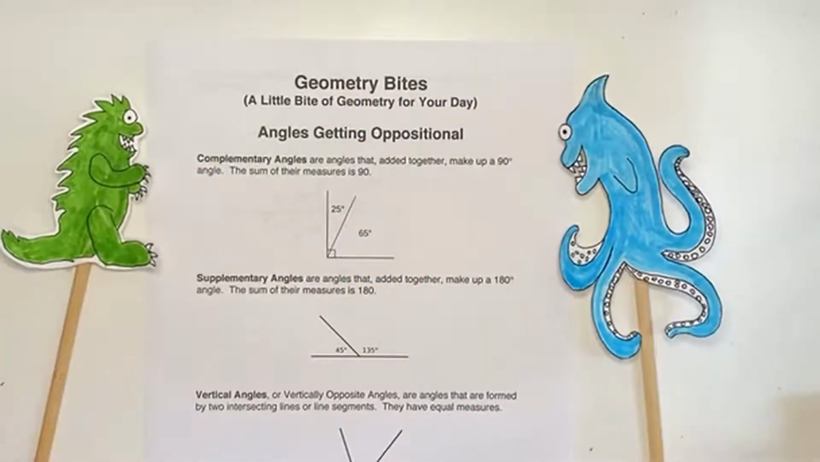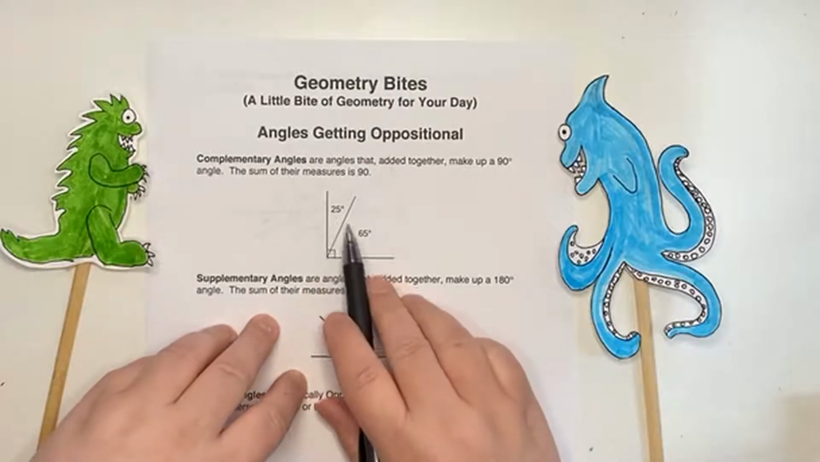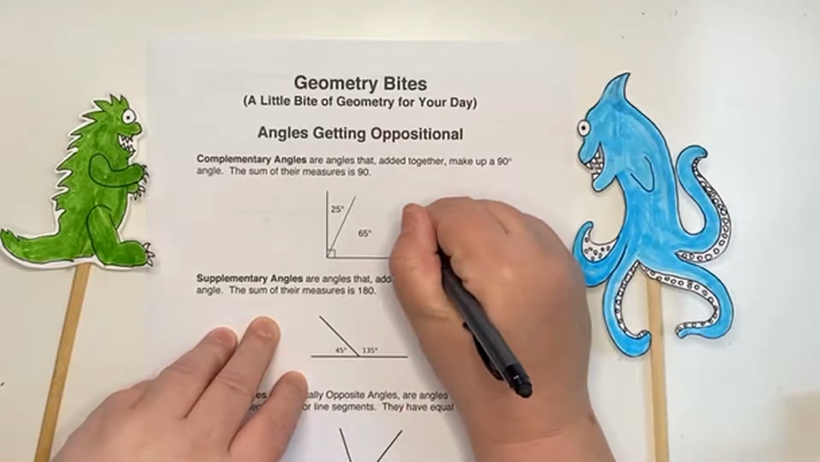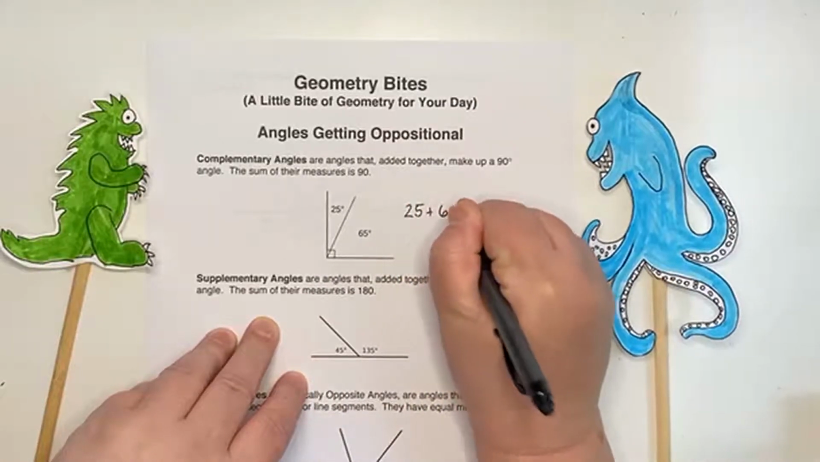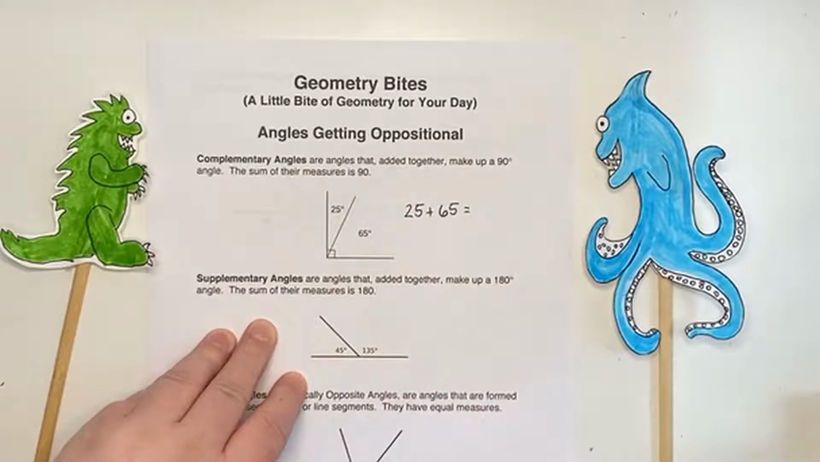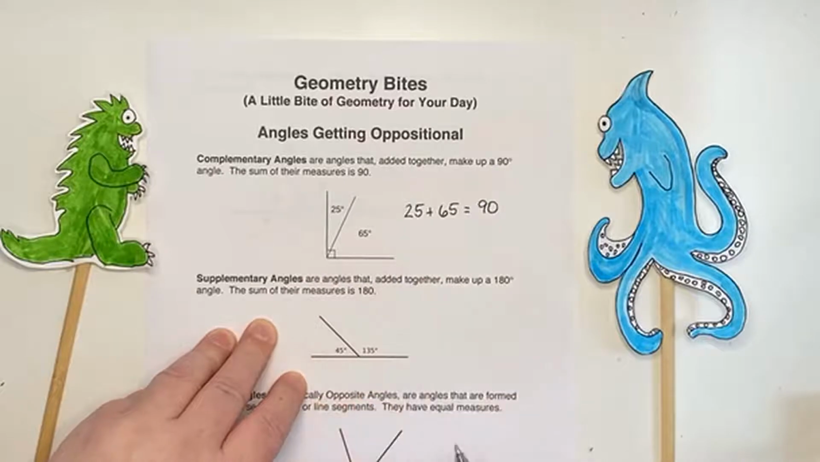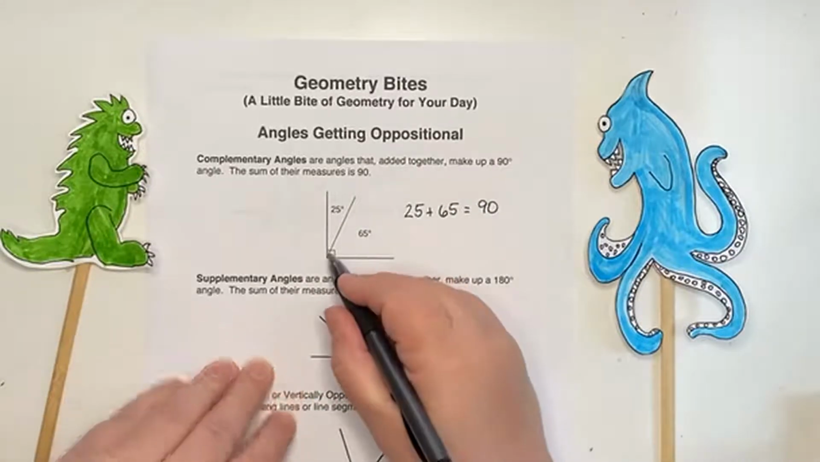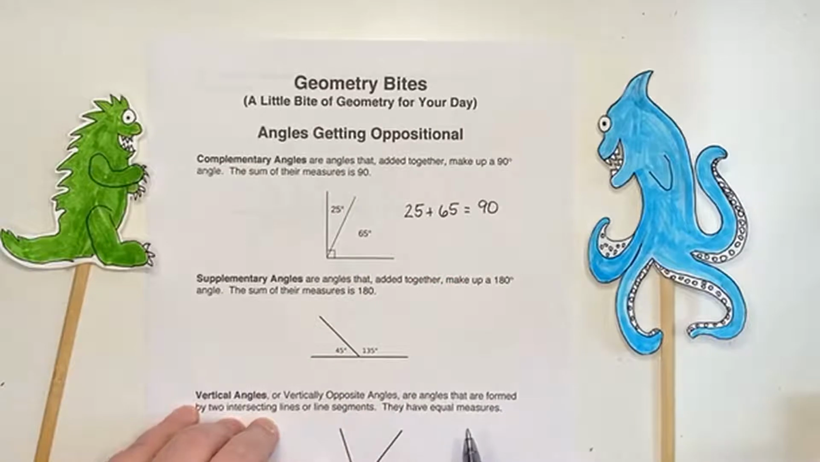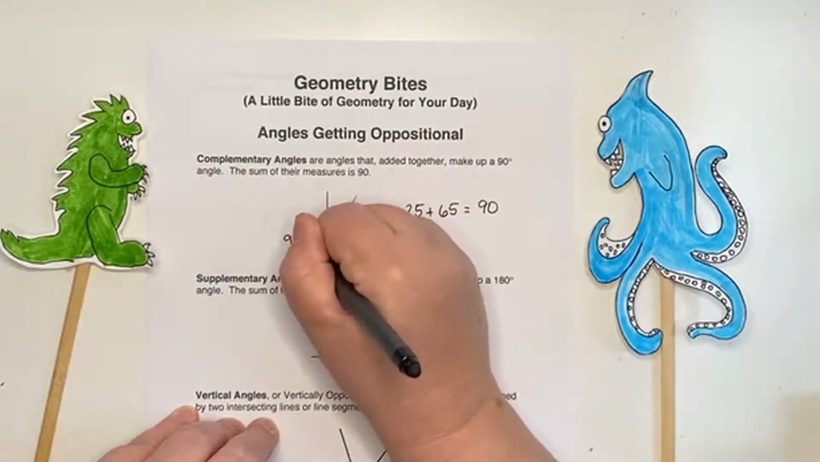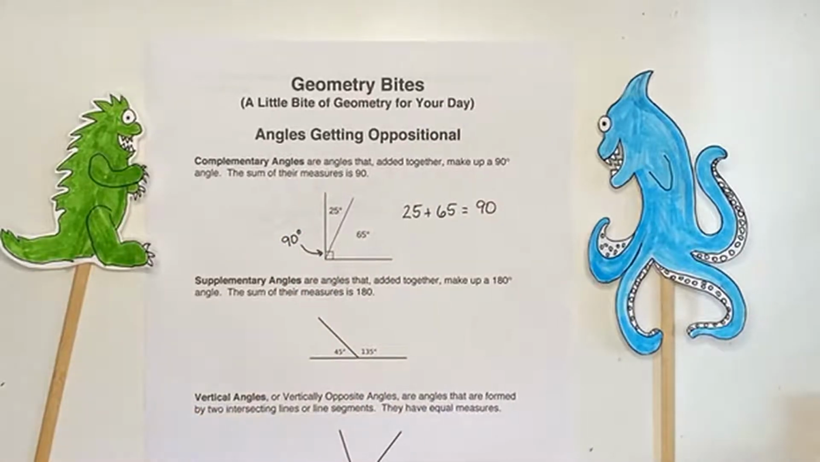Complementary angles are angles that added together make up a 90-degree angle. The sum of their measures is 90 degrees. So in other words, 25 plus 65 equals 90. So when stuck together, you've got a right angle. And this little square in the corner denotes that this is, in fact, a 90-degree angle. That's what that looks like.